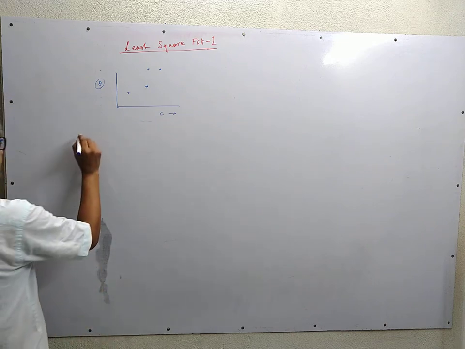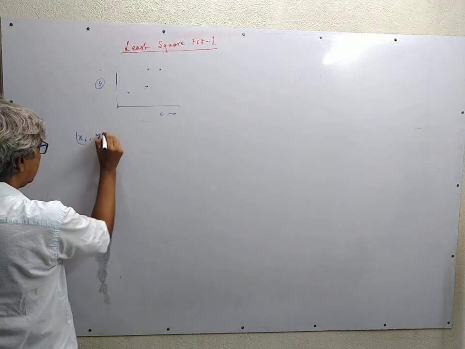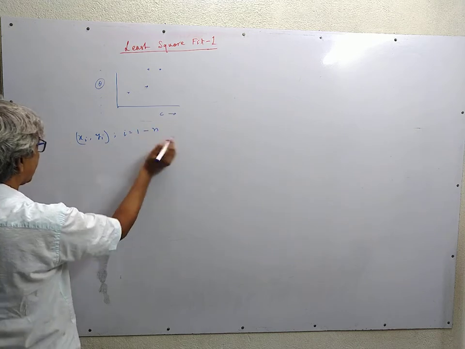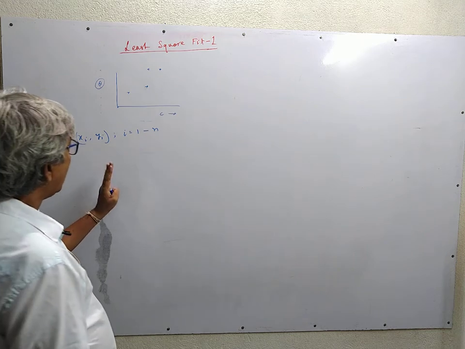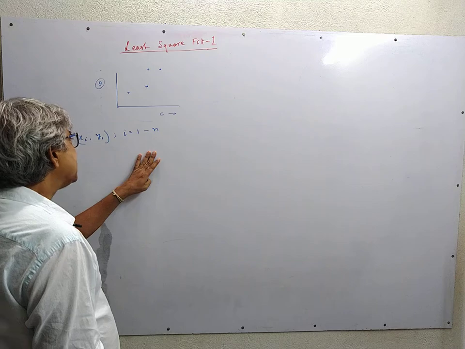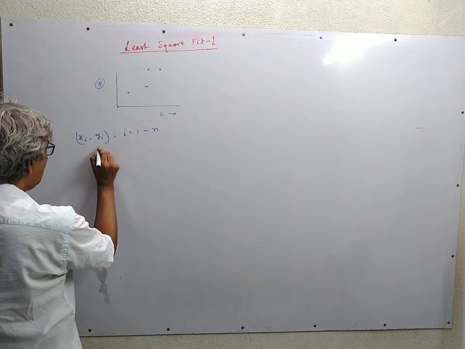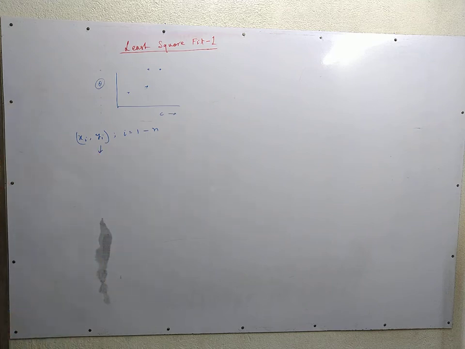So we get a set of xy data, xi, yi, from i equal to 1 to n. So there are n such data. And we want to draw a graph which is the best possible one. Before drawing the graph, we must somehow apprehend the nature of the graph.